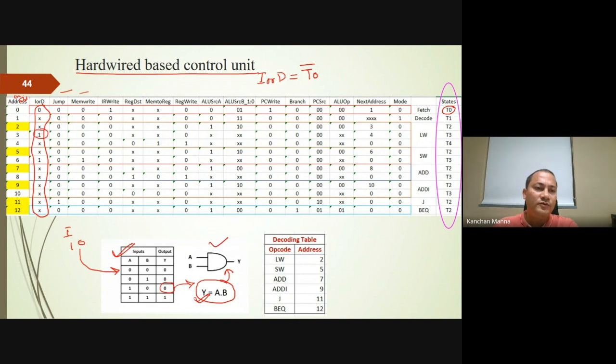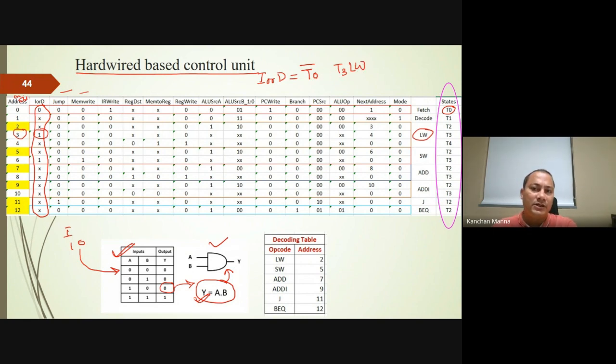And what is the input for this row? You see, the input here is the state T3, right? This state belongs to the LW, so we can write that as T3 and LW.